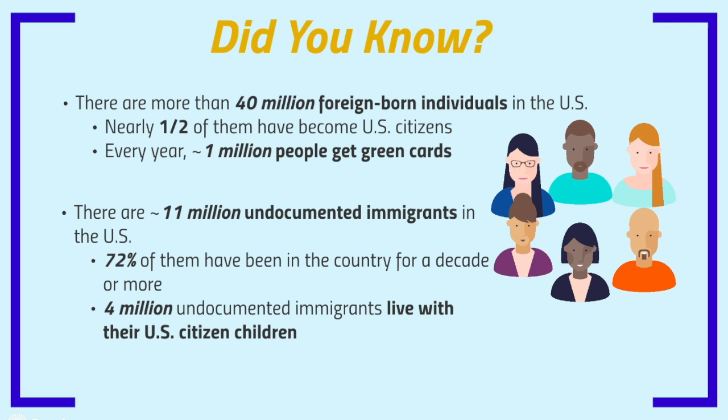There are also an estimated 11 million undocumented immigrants in the United States, and the vast majority of them, 72%, have been in this country for a decade or more. We also know that 4 million undocumented immigrants live in the U.S. with their U.S. citizen children.